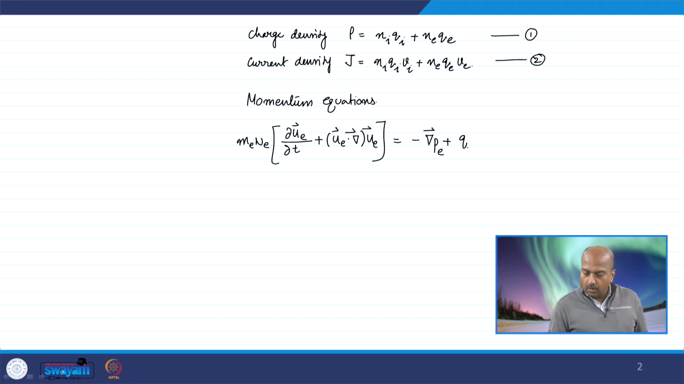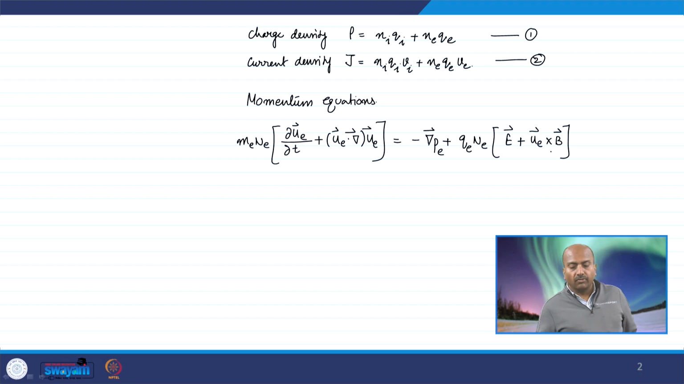plus Qe Ne times (E plus Ue cross B). All the other forces I have already neglected on the right hand side. Let us say we call this equation number 3.